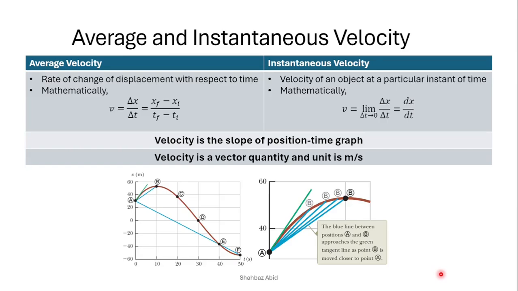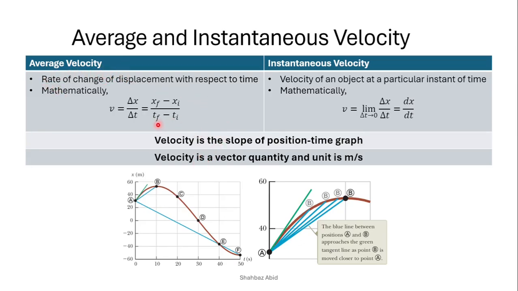Now let us consider this graph, and this graph is a position versus time graph and it is a non-linear graph. Let us pick 2 points from this graph, let's say A and B. If I'm going to say that B is the final position and A is the initial position, I can get the displacement, which is going to be final position minus the initial position, divided by the final time minus the initial time. I'm going to get an average velocity.